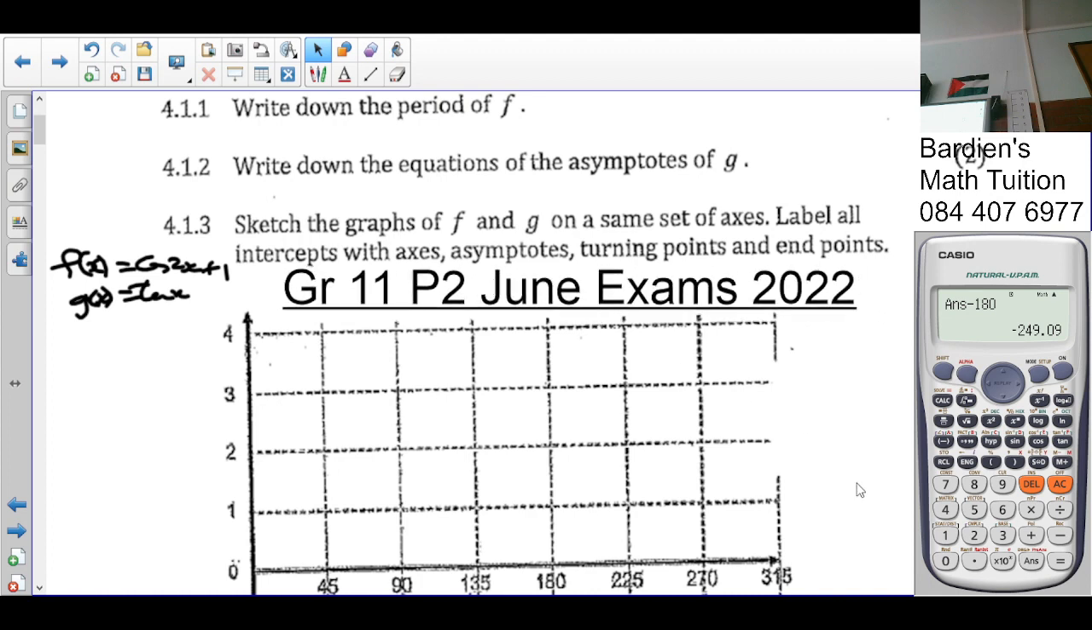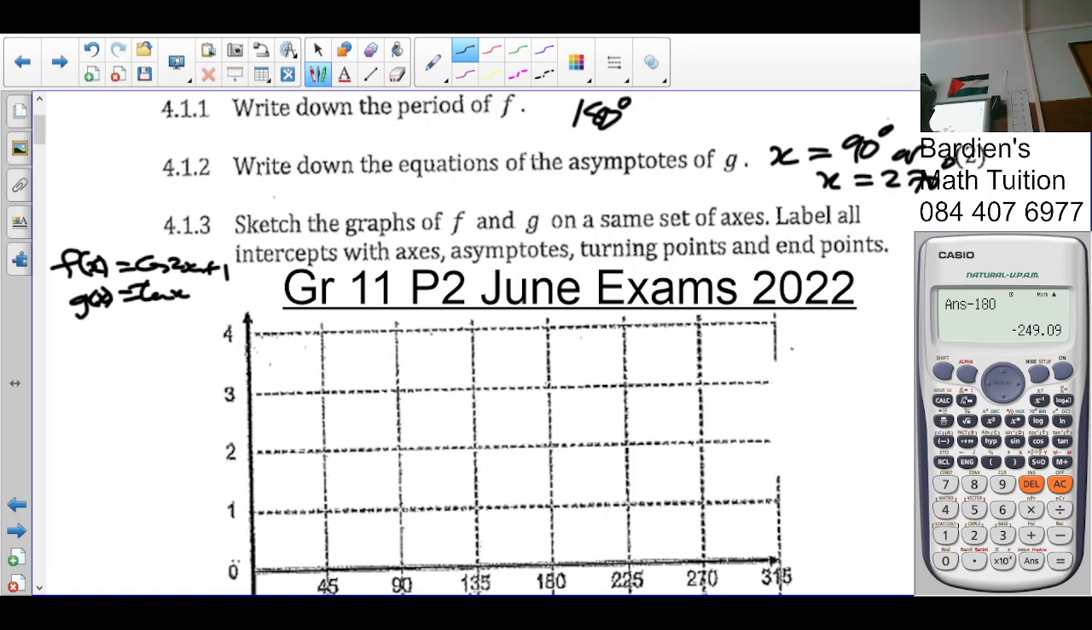Right, in 4.1.1, write down the period of f. So what's the period here? The normal sine graph, cos graph completes itself in 360. Divided by 2 is going to give you 180 degrees. 4.1.2, write down the equation of the asymptotes of g. That's a tan graph. For the given domain, x is equal to 90 degrees or x is equal to 270 degrees. Okay? Next question.